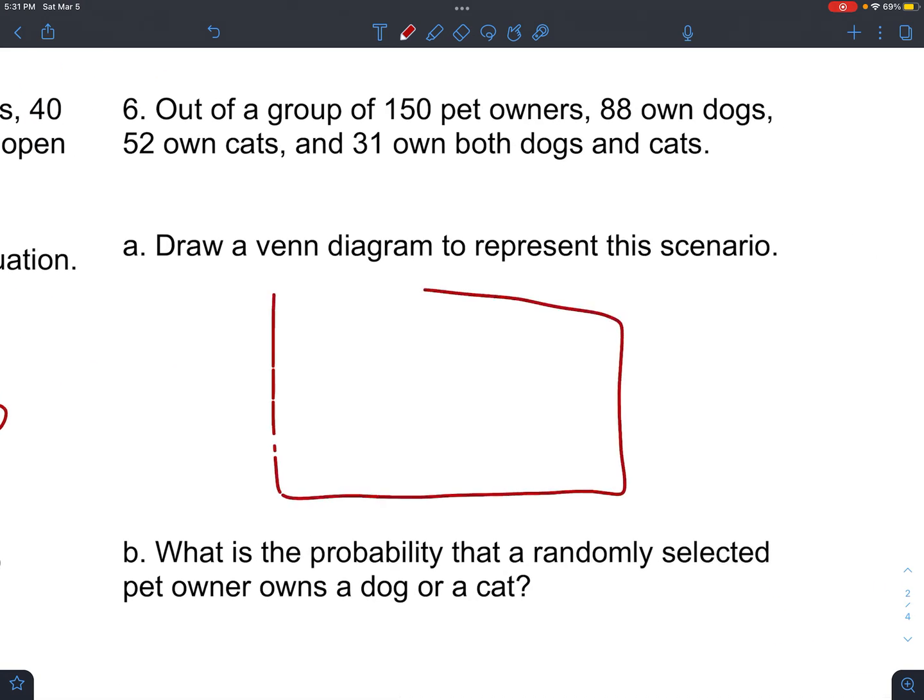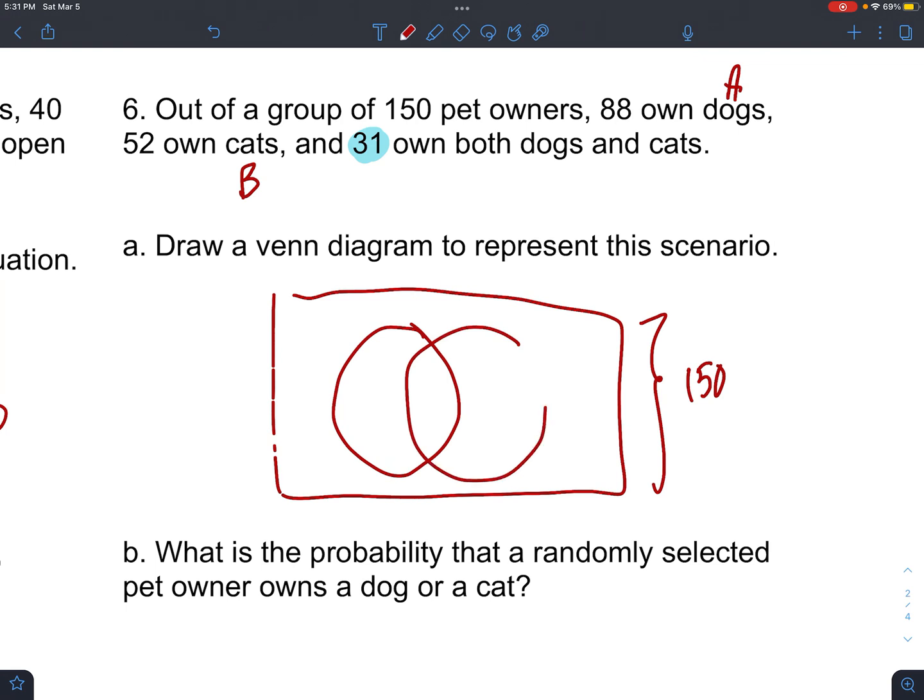Okay. We got pet owners this time. We have 150. And we have some with cats, some with dogs, some with both. So I always look at both first. And we'll call dogs A. The event that you have a dog is A. The event that you have a cat is B. Um, 31 lie in here. And for A, for dogs, there's 88.